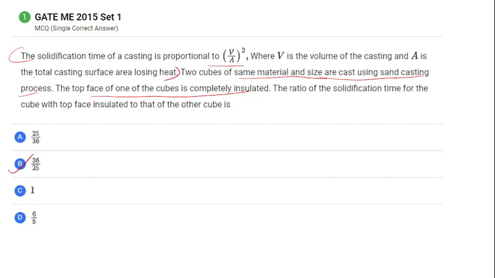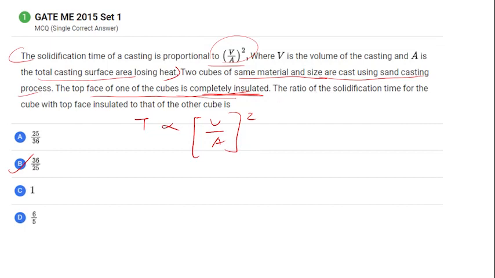They already told that for the casting surface area, only the area which is losing heat you have to take in this formula. Like T is directly proportional to V by A whole square. V will be the volume of your casting, and A will be only that surface area which is losing heat. So in one of the cubes, they completely insulated it. That means there will be no heat dissipation from that face. So you will neglect one face to solve this question.